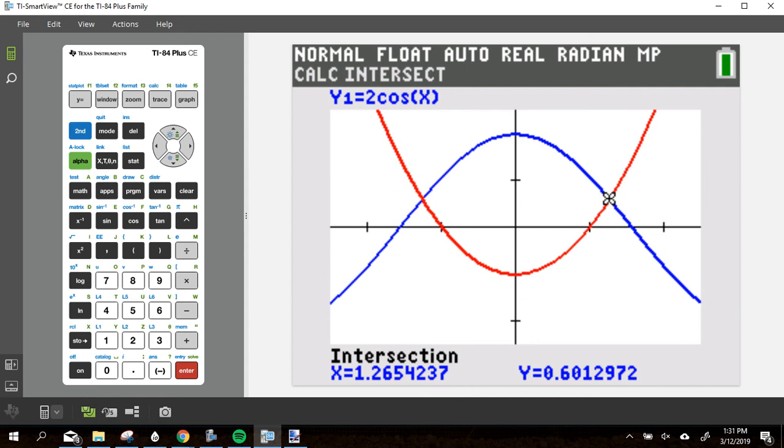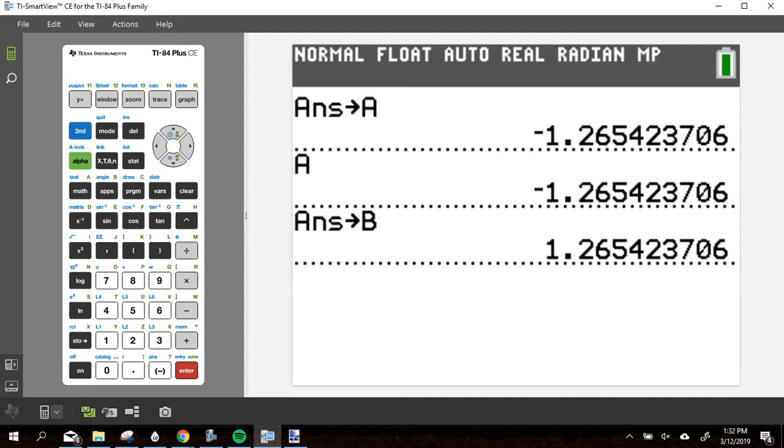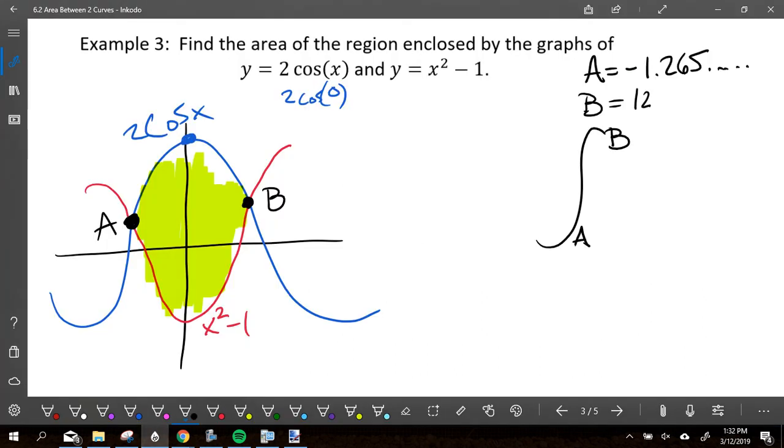It's the same number, it's just the positive version. It's not always going to be that. In fact, it rarely is that, but here it is. 1.265. I don't want to round it, so I want to save that whole decimal. Either that or I'm going to have to type it all in. So I'm going to go second quit, and I'm going to hit store. I'm going to save that answer as letter B. And so now anytime I hit the letter B, it's going to get me that 1.265 number. B is 1.265.